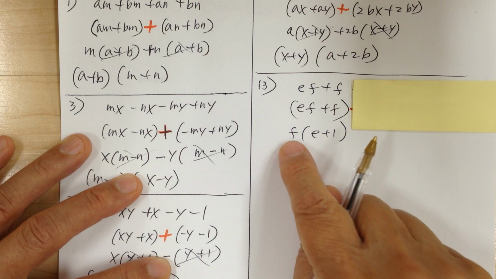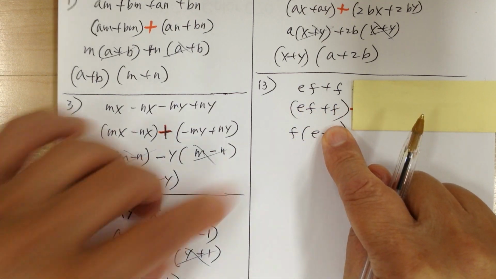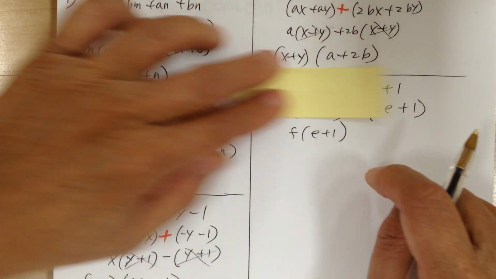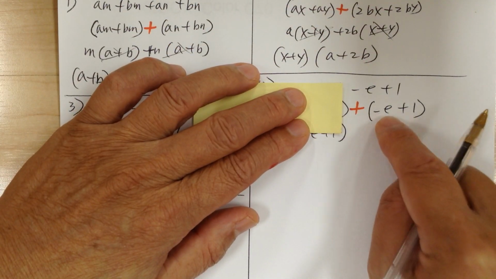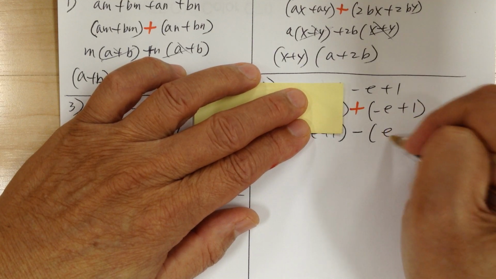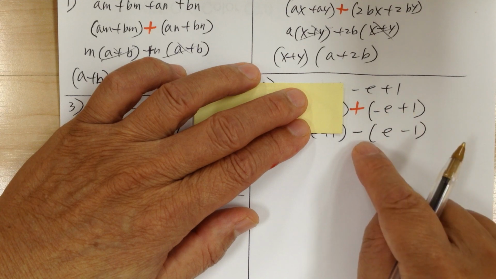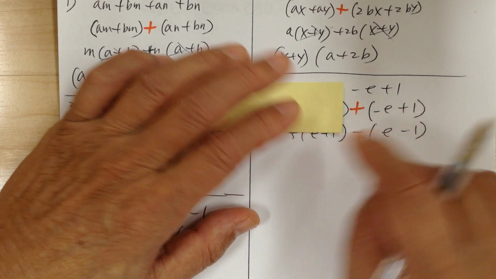And you can check, right? F times e give you ef. F times 1 give you f, right? If you don't have that, then you're not going to be able to get this one back. Okay, and when you have negative in the front, you have to factor the negative 1. So you're going to get e minus 1. Right? Do a quick check. Negative times e give you negative e. Negative times negative 1 give you positive 1.